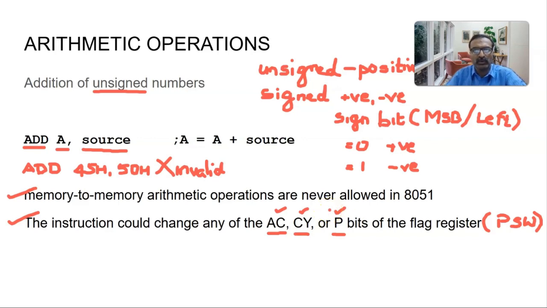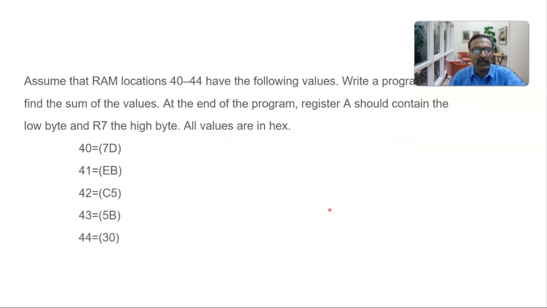Now let us do one problem. Assume that RAM locations 40 to 44 have the following values. Write a program to find the sum of the values. At the end of the program, register A should contain the low byte and register R7 should contain the high byte. All values are in hex. So this is a memory location. 40 is the address with content 7D, 41 is EB, 42 is C5, 43 is 5B, 44 is 30.